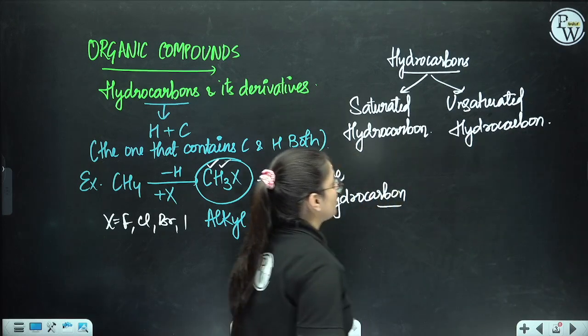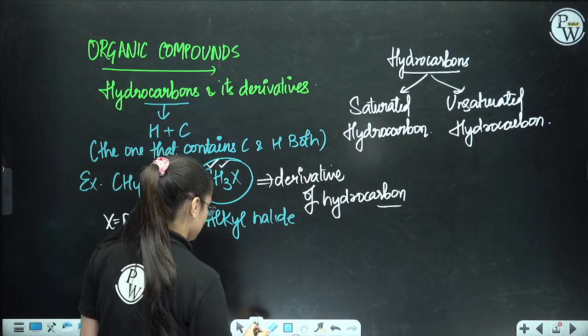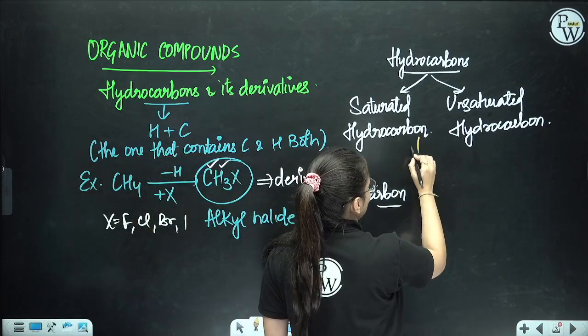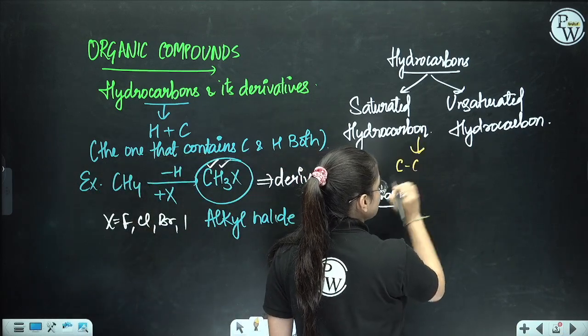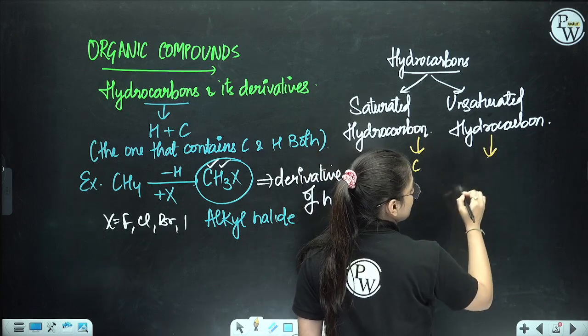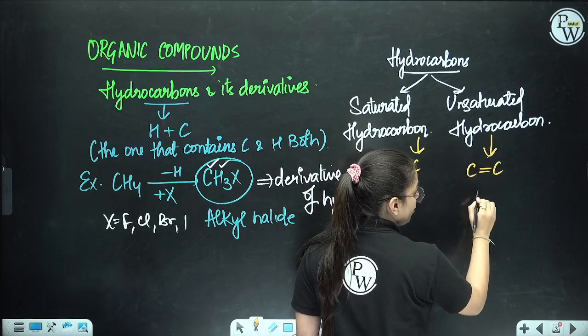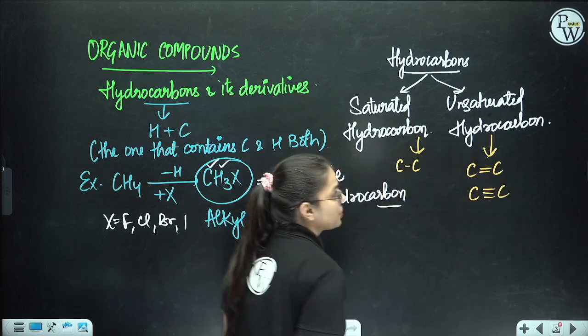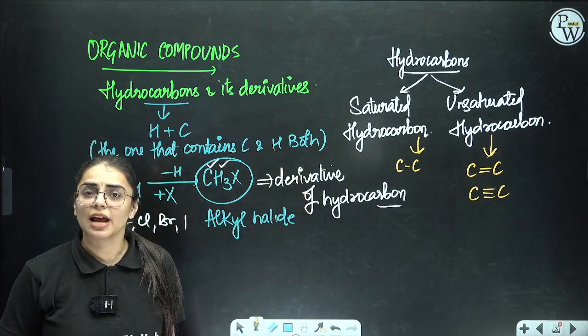Unsaturated hydrocarbon. What is a saturated hydrocarbon? Let's discuss that. Saturated is the one which contains carbon-carbon single bond. Unsaturated is the one which contains carbon-carbon double bond, or I would say carbon-carbon triple bond. This is what unsaturated hydrocarbons are.